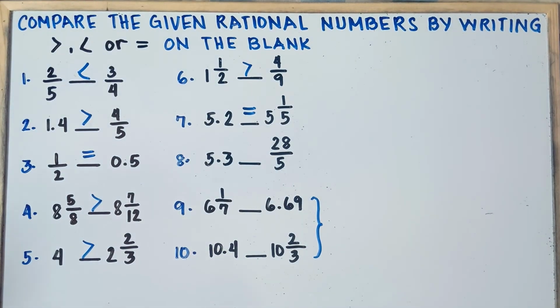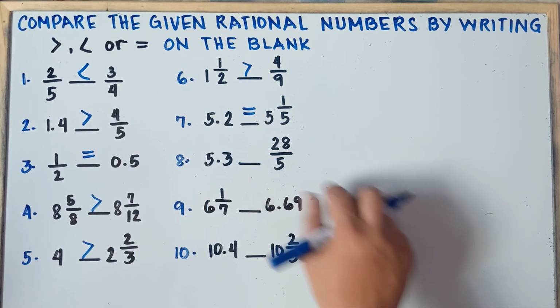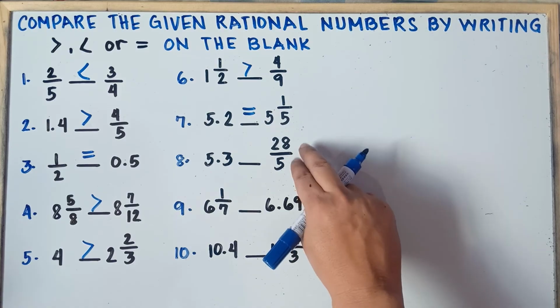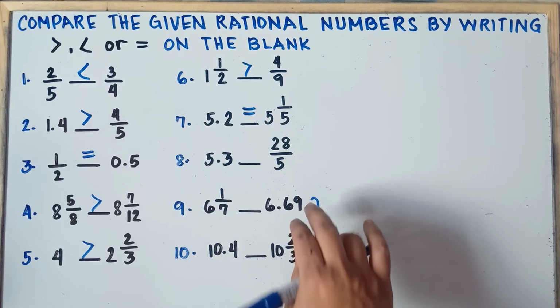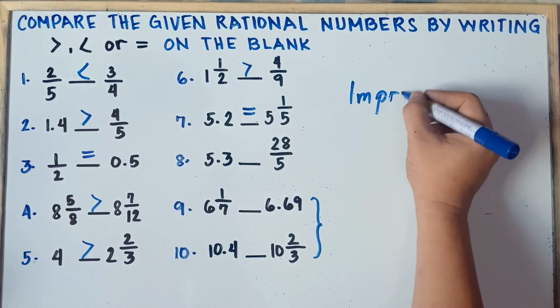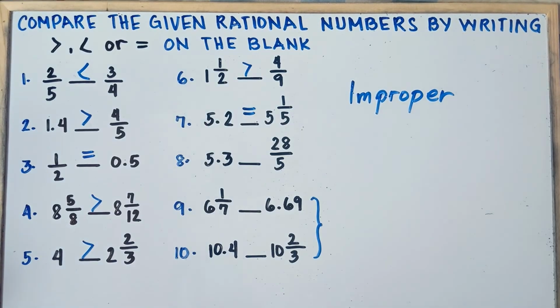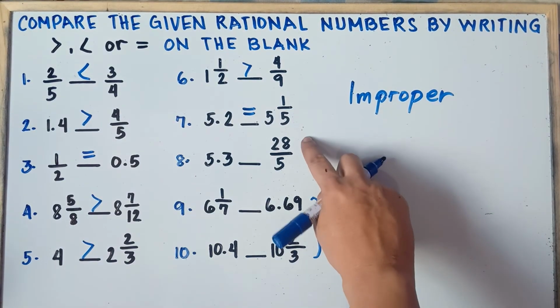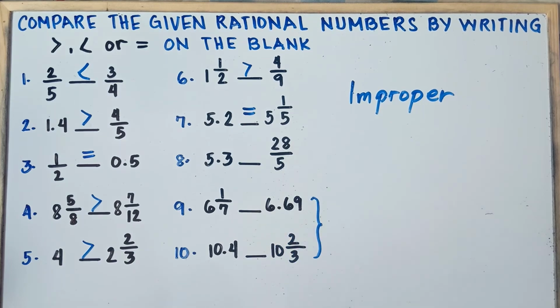Alright, so let's have example number 8. So we have given 5.3 and 28 over 5. So let's convert this one, this improper fraction. Once again, class, we call this one an improper fraction. I hope you remember this one, class, during your elementary years. Improper fraction, the numerator is greater than the denominator.